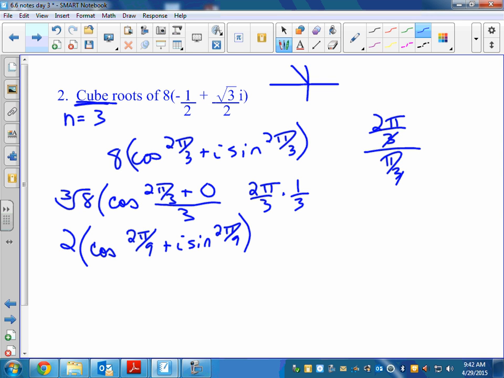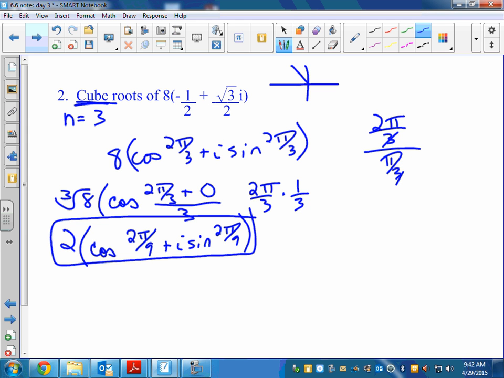If this said put it in standard form, is 2 pi ninths in our unit circle? No, which means you would have to give me a decimal answer. It's not going to be a nice answer if it's not in our unit circle. Let's just leave this one in trig form, but you could work it out with a calculator: 2 times cosine of 2 pi ninths, 2 times sine of 2 pi ninths.